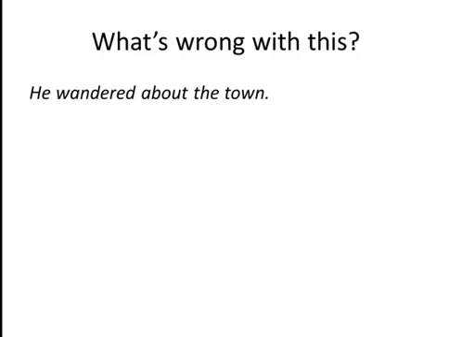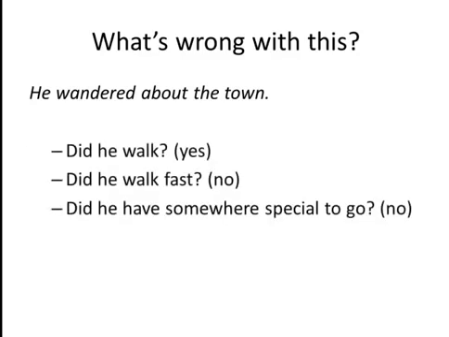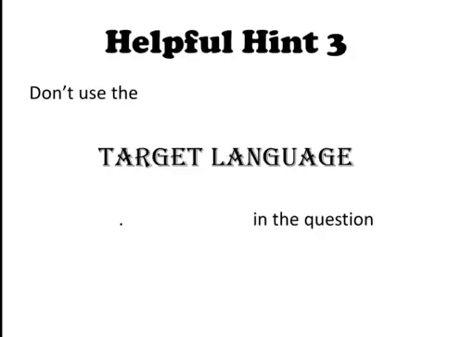Okay? So what we need here is not to use the target language in the question. Did he walk? Yes. Walk fast? No. Did he have somewhere special to go? No. So we look at the meaning of wandered about, which is about walking around somewhere, not fast, nowhere special to go. So here, a helpful hint is don't use the target language.